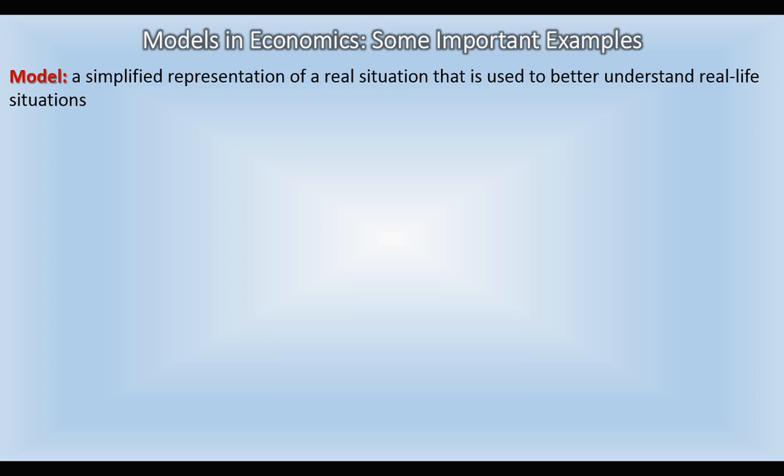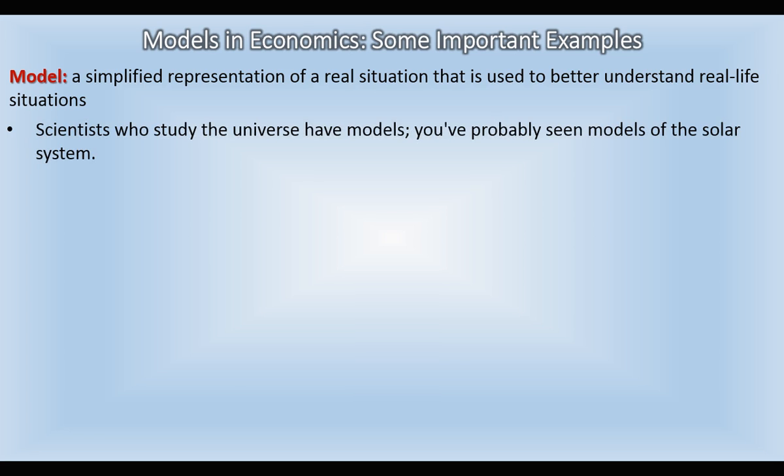A model, formally defined, is a simplified representation of a real situation that's used to better understand real-life situations. Like I mentioned last time, the world is complicated and the economy is complicated, because at the heart of it is all of us, individuals, fickle. One day we're thinking we're going to do one thing, the next day we do something else. Sometimes it doesn't make sense, sometimes it does, but if you aggregate everybody's behavior, it can become a little bit chaotic.